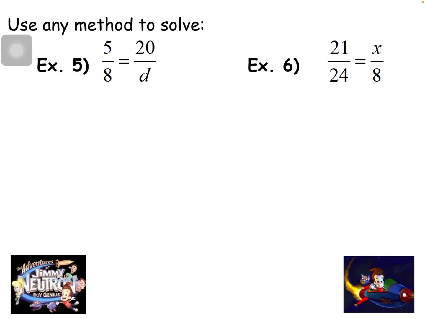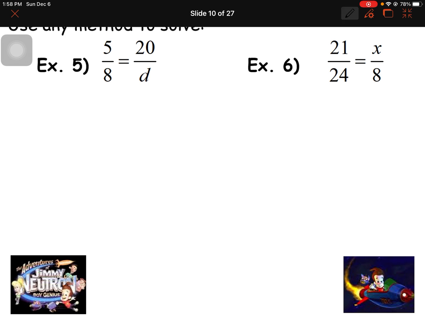So we can use any method. Now, you can use Jimmy Neutron on every single question if you prefer. However, like on these two questions, I would, quite honestly, hopefully recognize that this is times 4, and this is times 4 then. So then D would have to equal 32, all right?